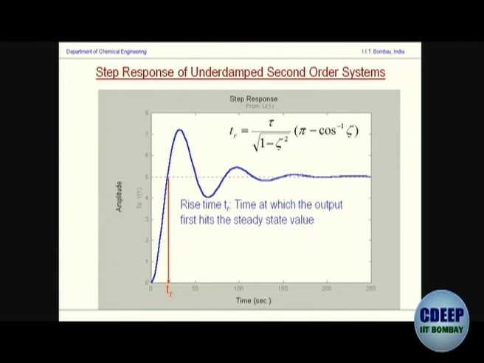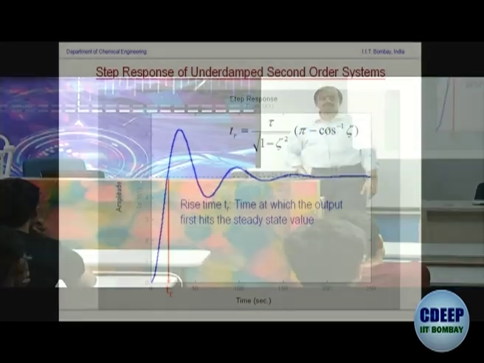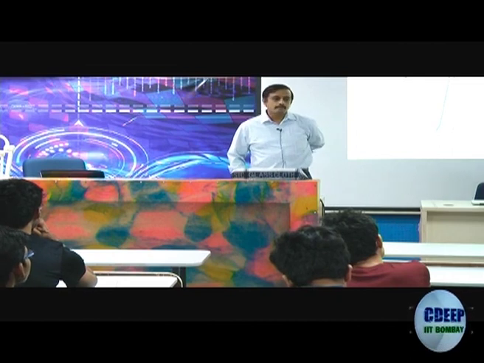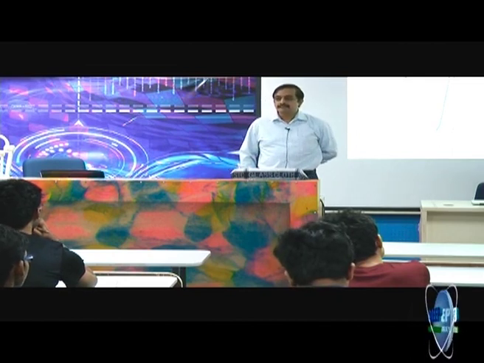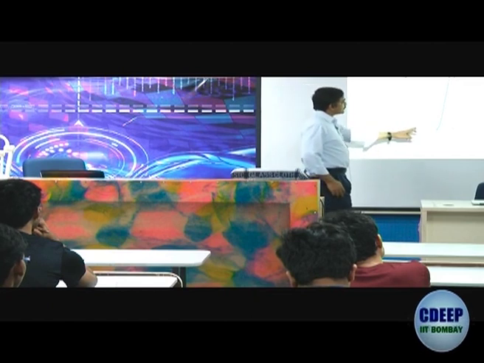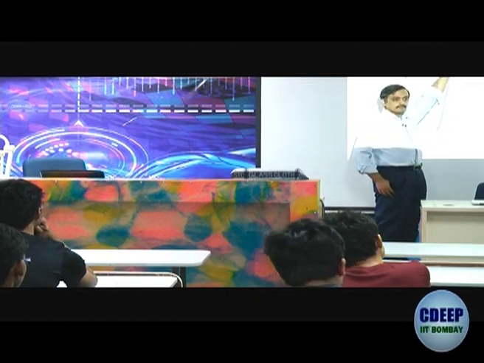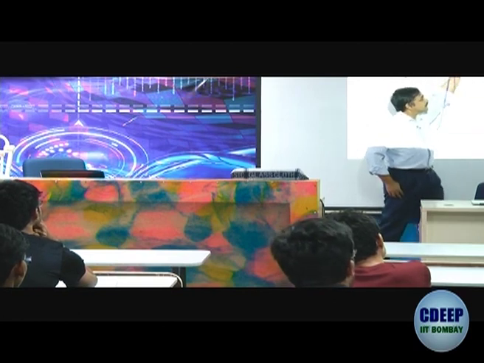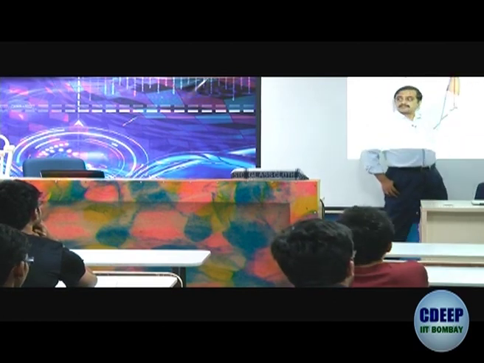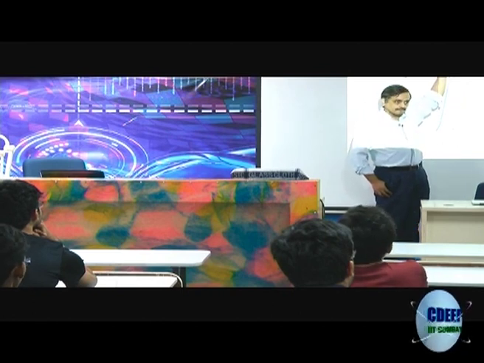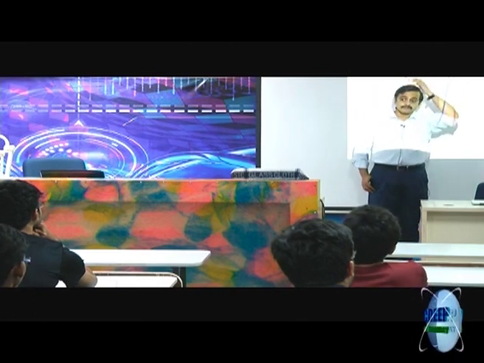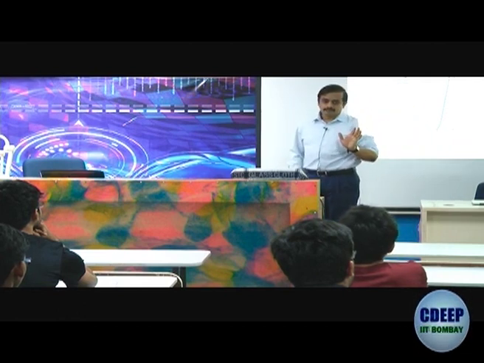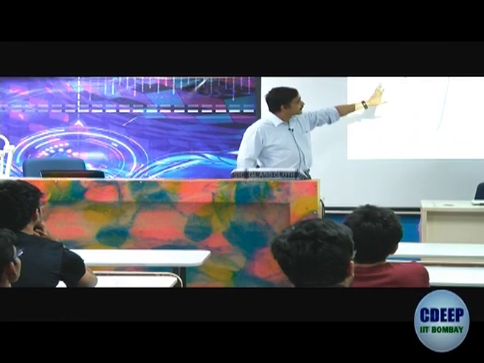Here is one such specification. If I have an oscillatory behavior, rise time is one specification. I want the rise time to be as small as possible. If I specify that, this response will be very steep. But what is rise time defined as? The time at which the output first hits the eventual steady state value is defined as the rise time. I want that rise time, from a control system point of view, to be as small as possible. We will see what other specifications there are, but this is one of them.